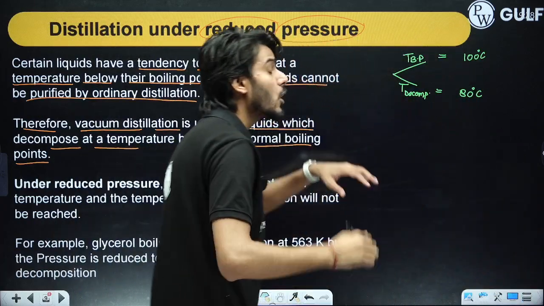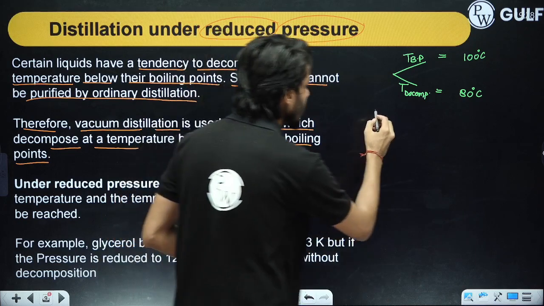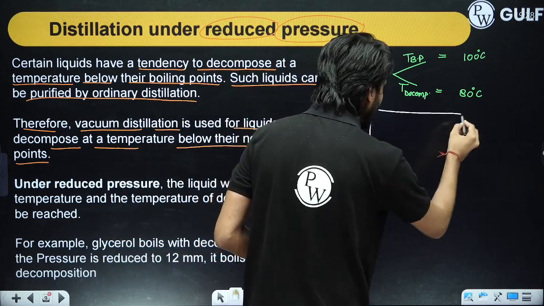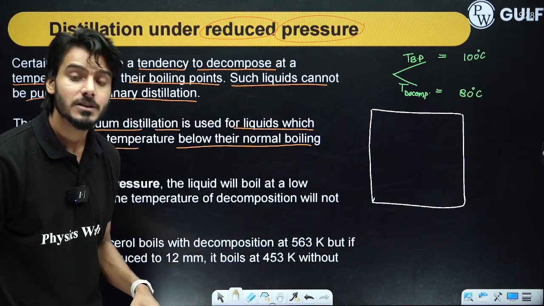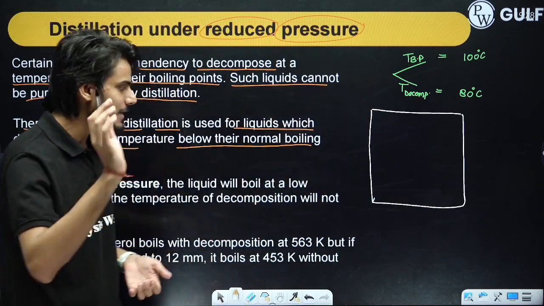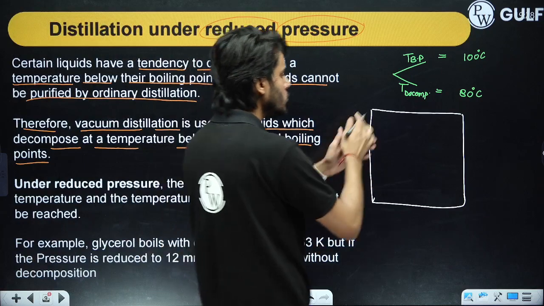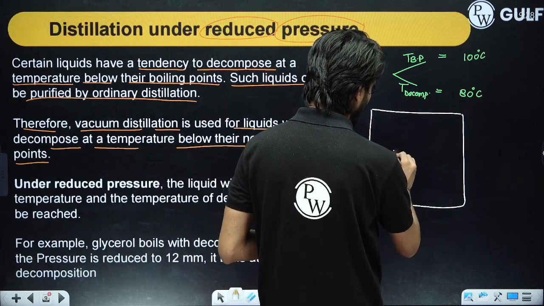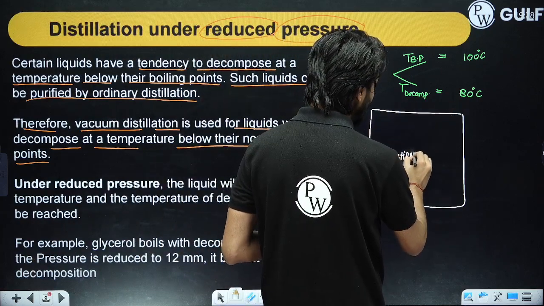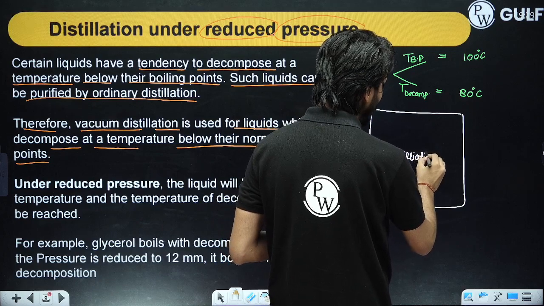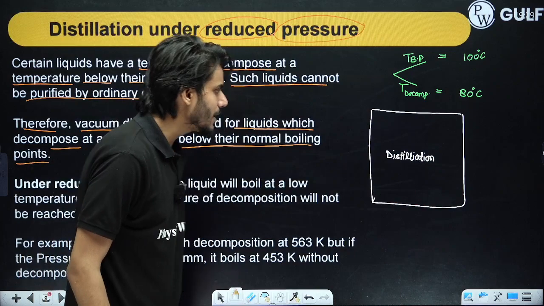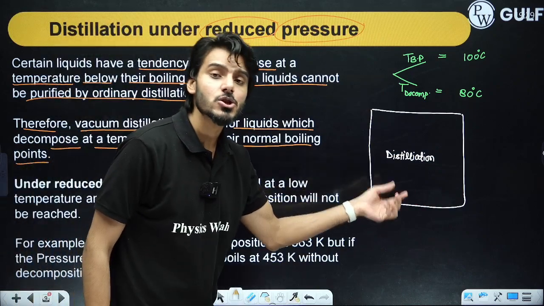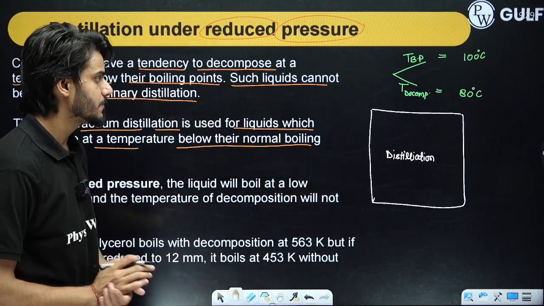You will do the whole distillation process under a vacuum state, so that you can manipulate the pressure of that organic compound. Now let's look at this. Let's suppose you are doing this whole distillation process. If I'm saying vacuum, it means we can manipulate the pressure of that organic compound. Now let's look at this.